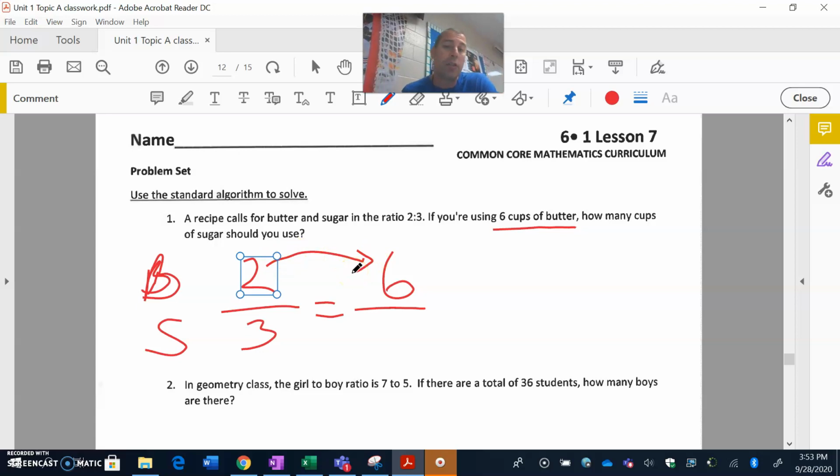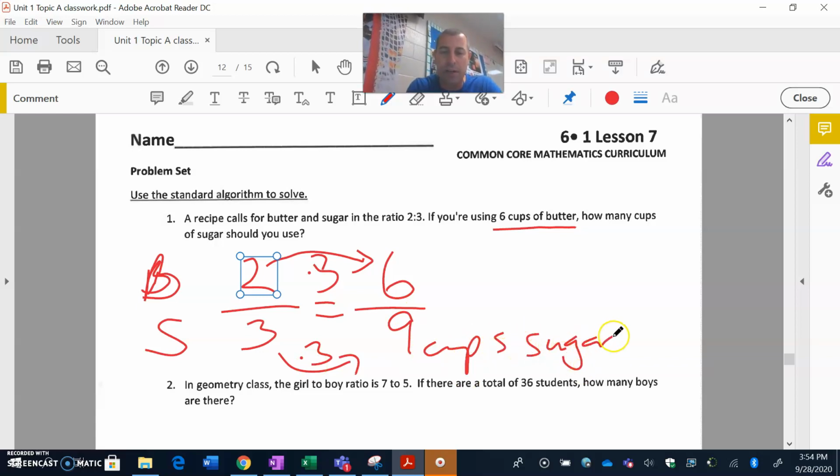And remember, you have to use multiplication or division. Since I'm getting larger here, it's multiplication. What do you multiply 2 by to get to a 6? Well, yeah, we're multiplying by a 3. Remember, dot for multiplication. Okay, so we're going to come down here and we're going to multiply by 3 as well. So 3 times 3 is 9. Yeah, so we've got 9 cups of sugar. All right, there we are.